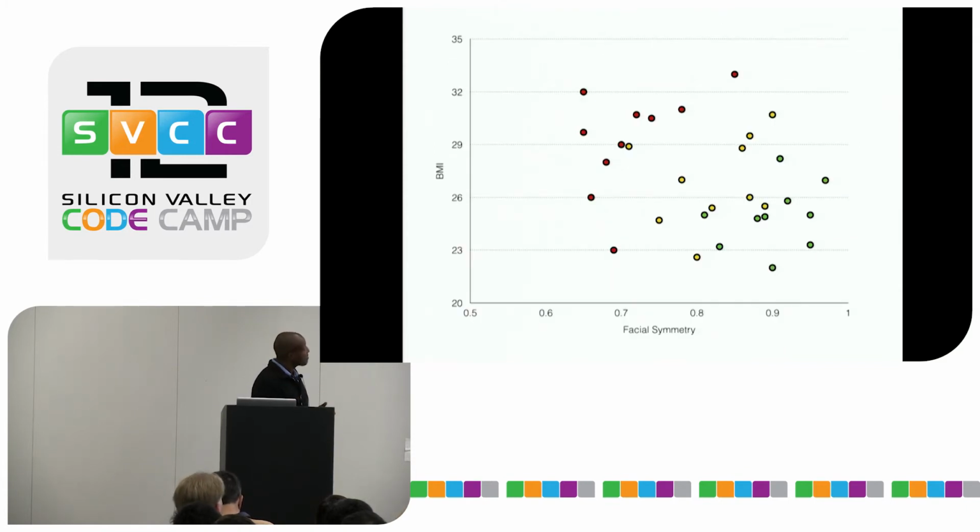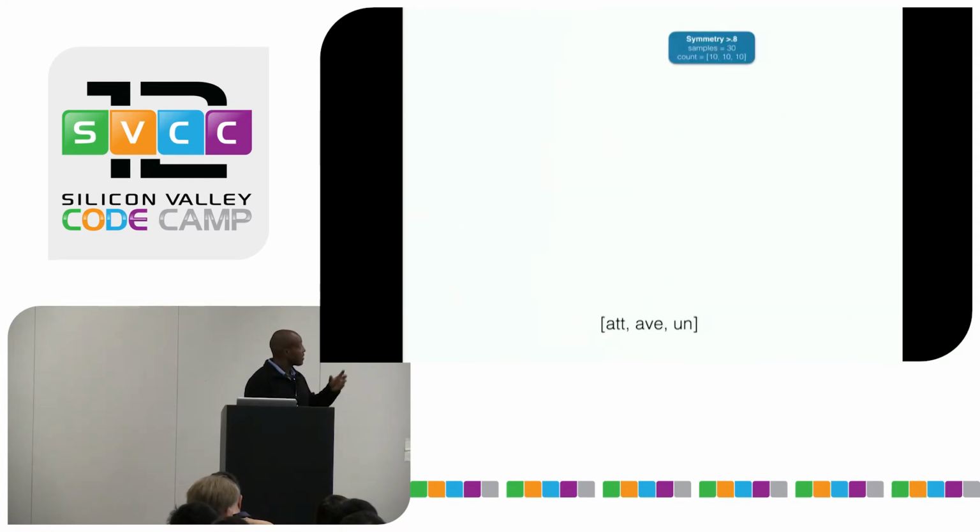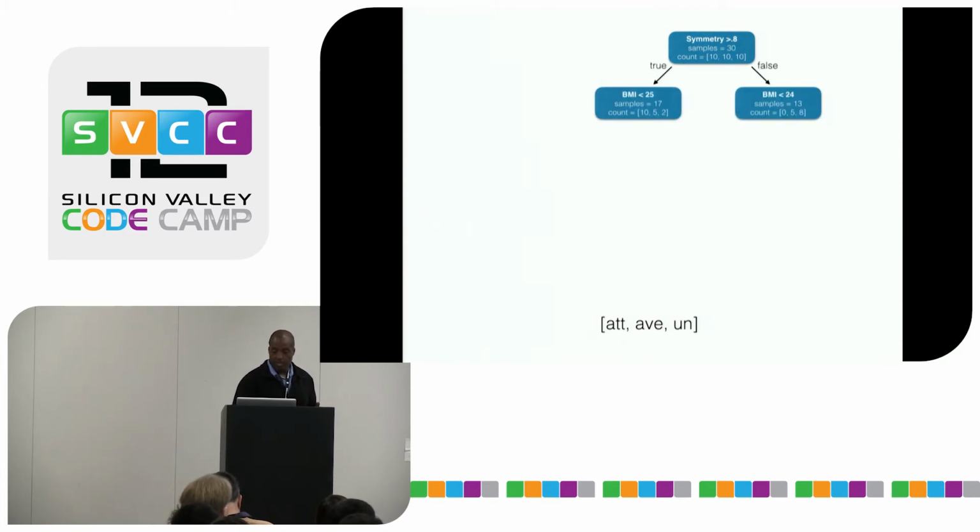This is the data. It's all over the place. You can't really linearly separate it. So let's look at this. Start at the top. Symmetry is the most important feature, so we're going to start there. It gives us the most information. Is symmetry greater than 0.8, with 1 being the best? If yes, let's continue to say yes.